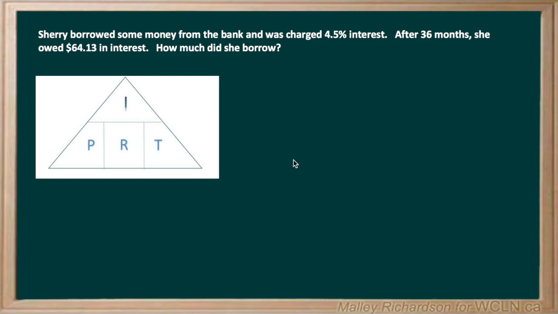Sherry borrowed some money from the bank and was charged 4.5% interest. After 36 months, she owed $64.13 in interest. How much did she borrow?